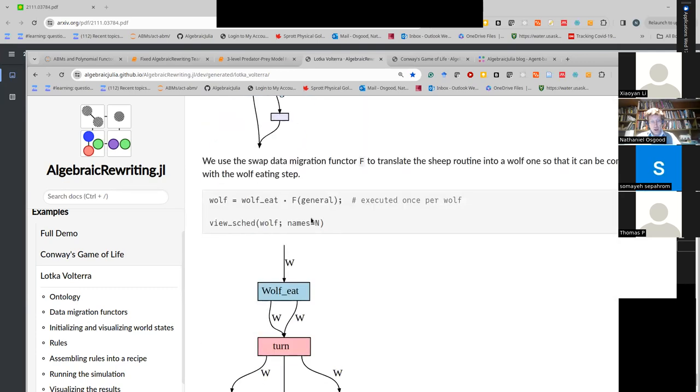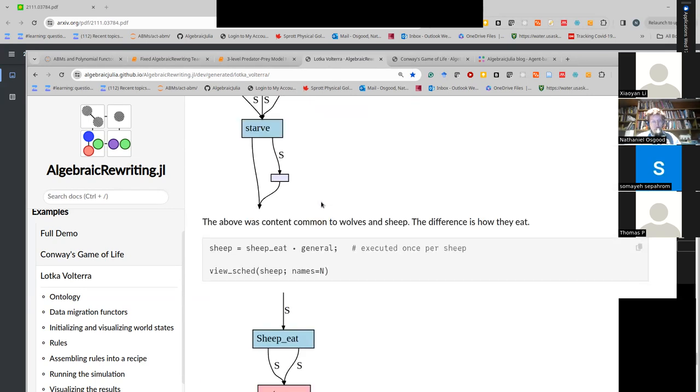These are all sheep things, but then we just turn them into wolf things through the data migration functor. We take these things that know all about sheep tables and how to do things in terms of sheep tables. That's what the AC set is, right? And those AC set co-limits are just AC sets, et cetera. And we apply this data migration functor. And lo and behold, it converts it to a wolf equivalent.